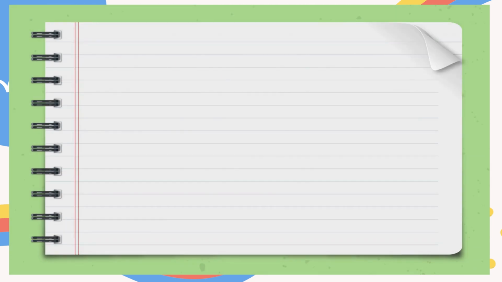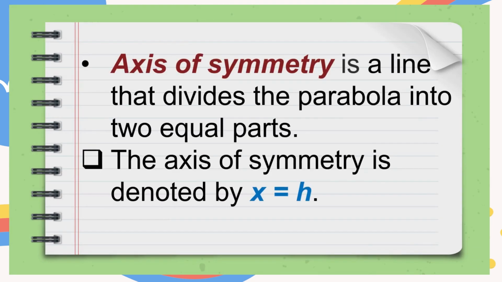Next is axis of symmetry. It is a line that divides the parabola into two equal parts. The axis of symmetry is denoted by x equals h, where h is the abscissa of the vertex.